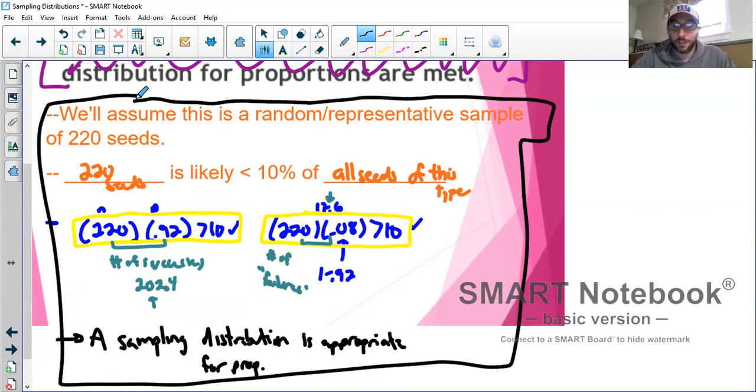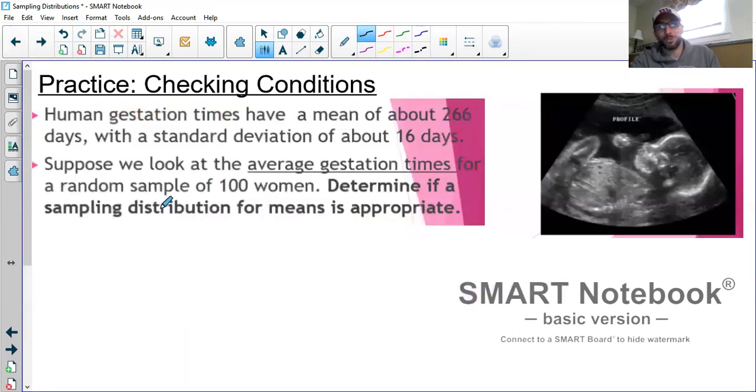So when I'm scoring this, I'm looking for randomization condition in context, 10% condition in context, success failure condition with the correct numbers substituted, name of the sampling distribution. So that's it. So all writing. A tiny bit of math, not all writing. One more. You know the deal. Pause it and check them yourself.